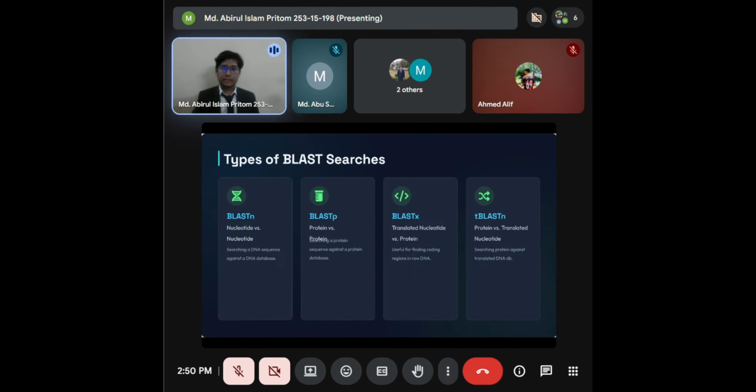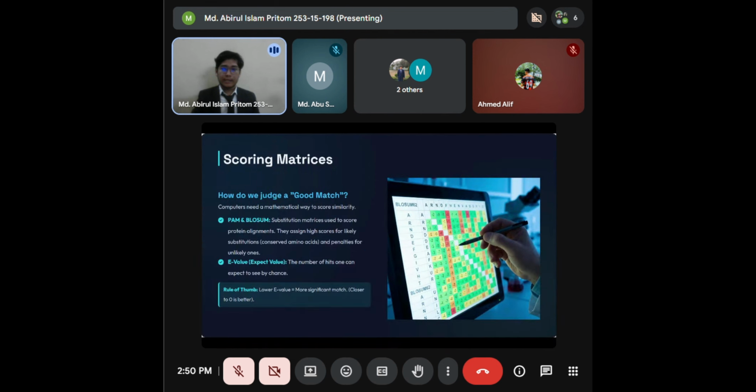Upon the search methods we have just discussed, I'd like to take us deeper into the technical engine that makes these biological searches possible. We are going to look at how computers actually grade a match, how we look beyond single text sequences, and finally the algorithms running under the hood.